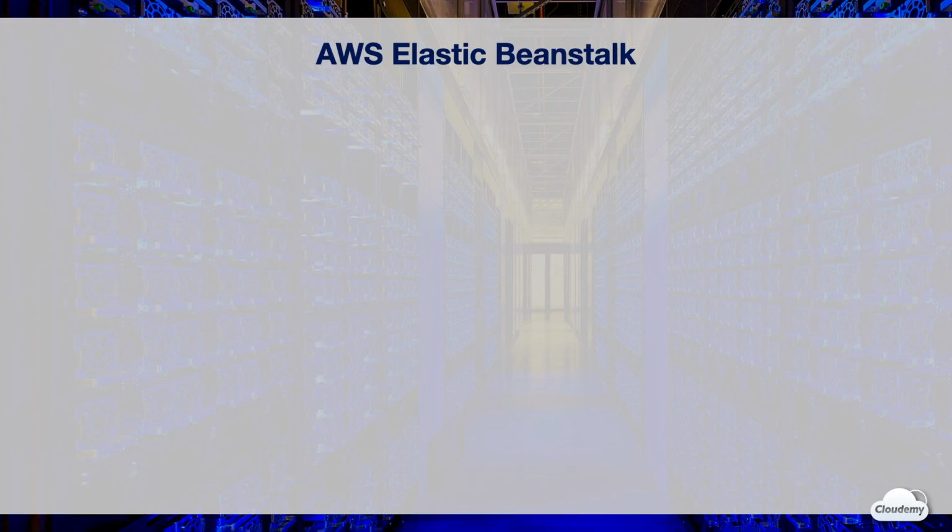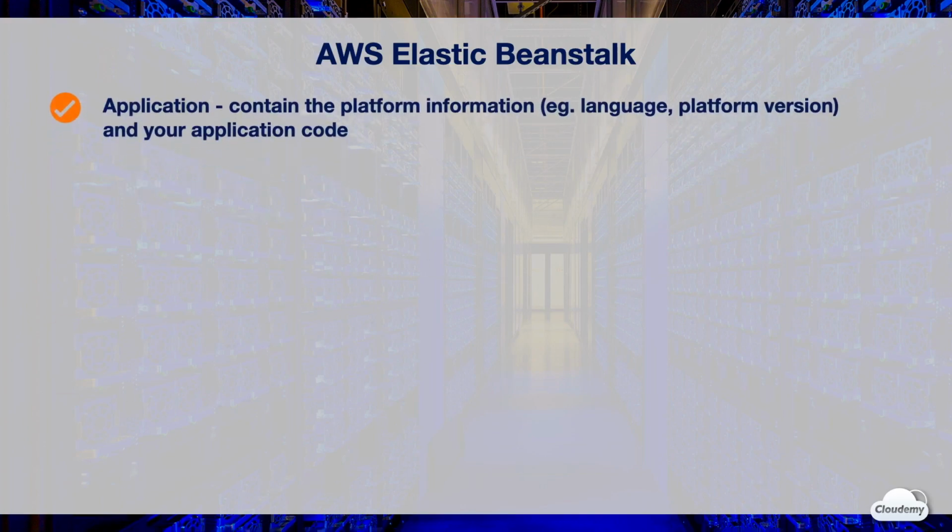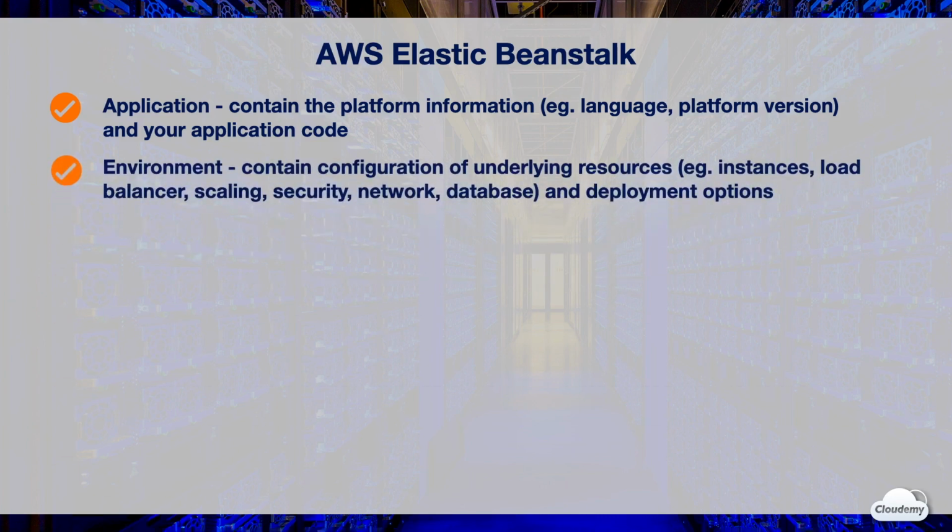Elastic Beanstalk consists of two key components, application and environment. Application contains the platform information, such as the programming language, platform version, and your application code. Environment contains the configuration of underlying resources, such as instances, load balancers, auto-scaling, security, networking, database, and deployment options.